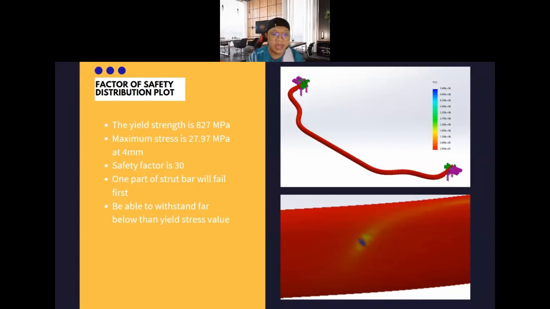In addition, if by some rare scenario the strut bar actually fails, it will only fail at the small part shown in the lower figure. This is very useful as the user can then identify that the strut bar is starting to fail and hence will have enough time to replace it before it fractures completely.